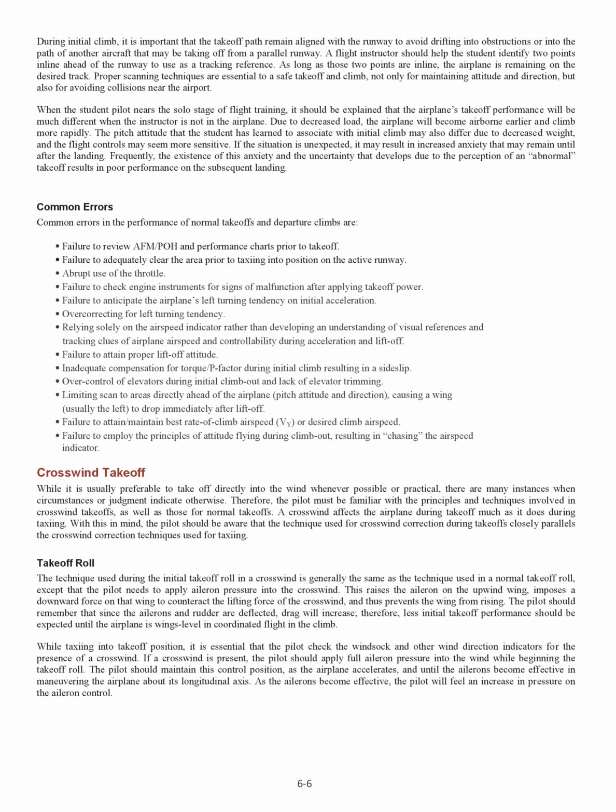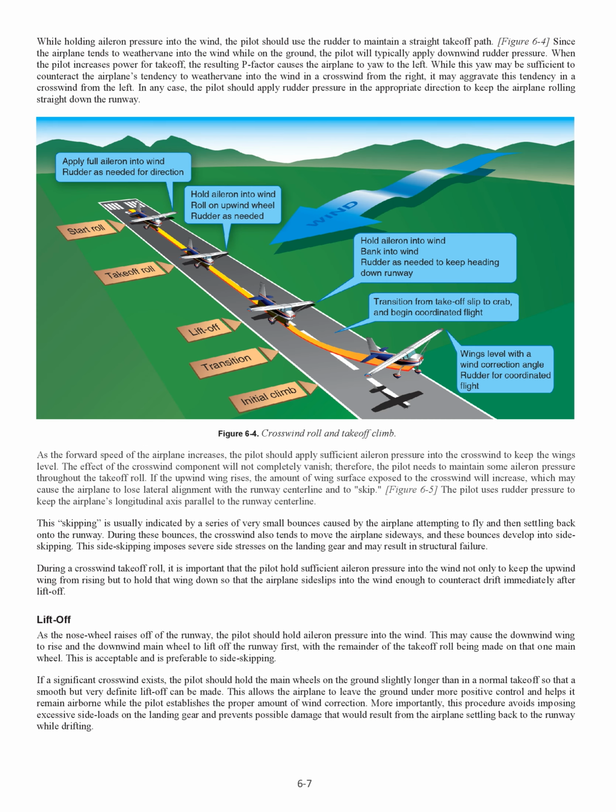While taxiing into takeoff position, it is essential that the pilot check the windsock and other wind direction indicators for the presence of a crosswind. If a crosswind is present, the pilot should apply full aileron pressure into the wind while beginning the takeoff roll. The pilot should maintain this control position as the airplane accelerates, and until the ailerons become effective in maneuvering the airplane about its longitudinal axis. As the ailerons become effective, the pilot will feel an increase in pressure on the aileron control. While holding aileron pressure into the wind, the pilot should use the rudder to maintain a straight takeoff path.